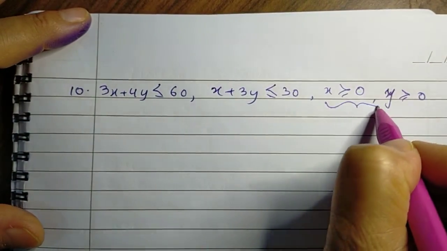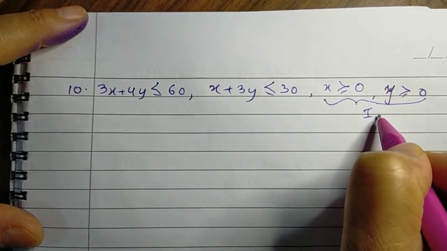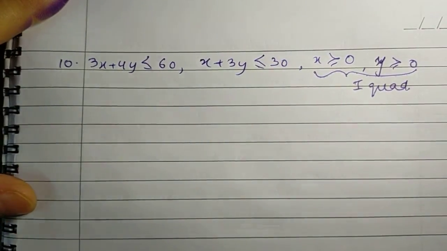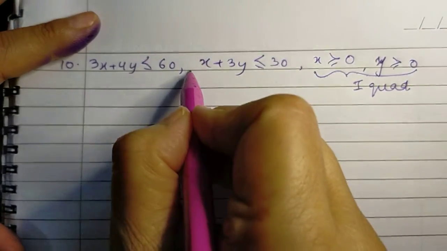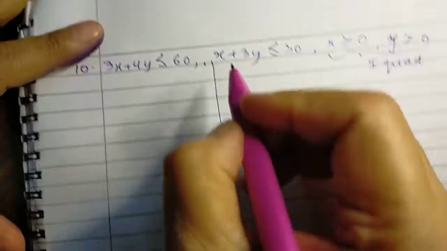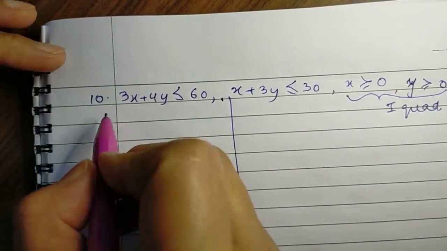First of all, we see that x is greater than or equal to 0 and y greater than or equal to 0 means the first quadrant. So whatever we have to do, we have to shade only in the first quadrant. And now let us analyze these two inequations. Now here what do we have?